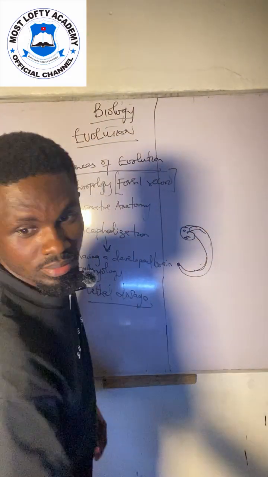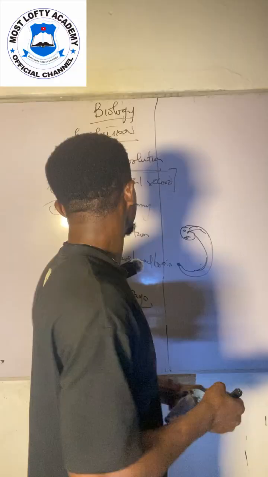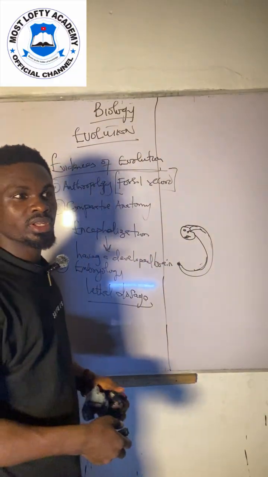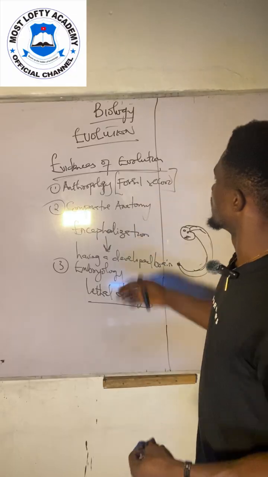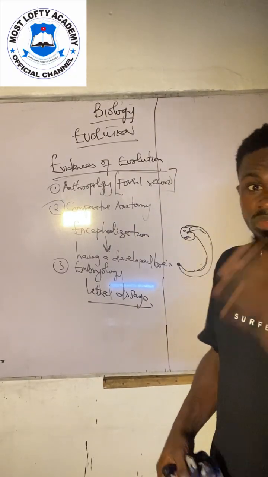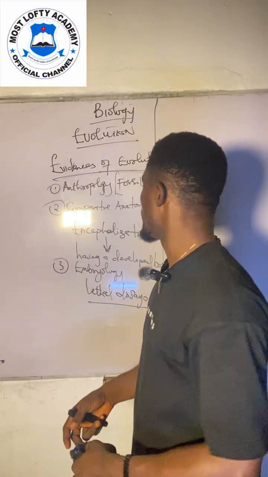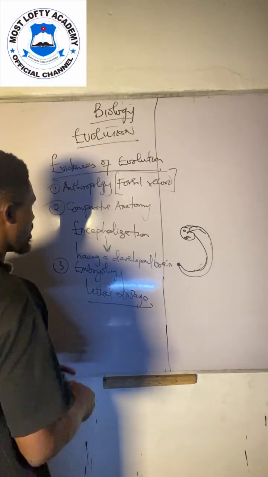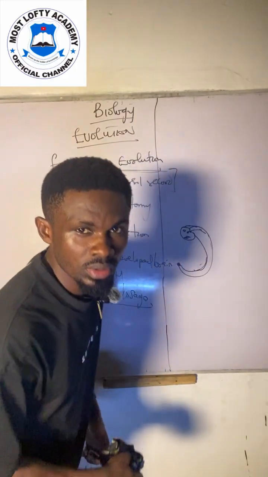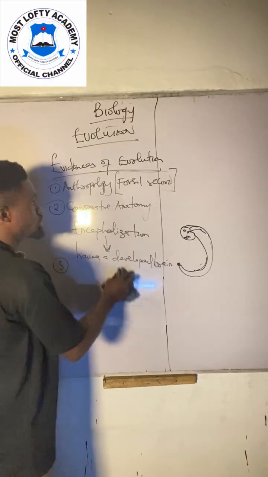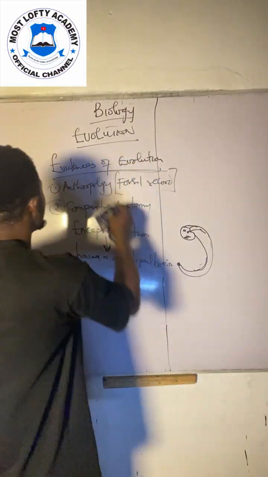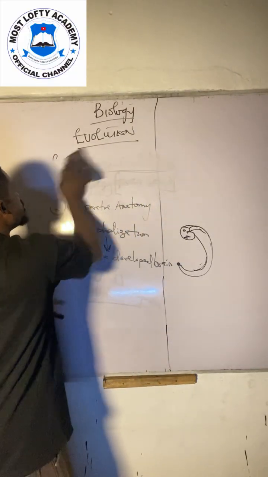Okay, let's continue from where we started. So we've already done evolution and the evidence of evolution, which I explained properly. I want us to look at theories of evolution. Okay, theories of evolution. Now I'm looking at theories of evolution.